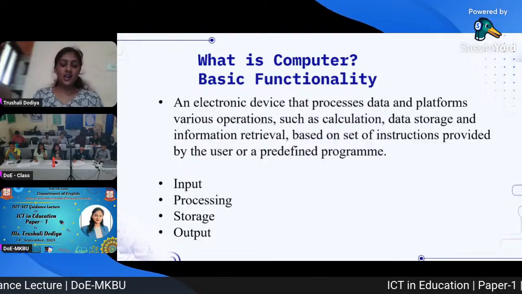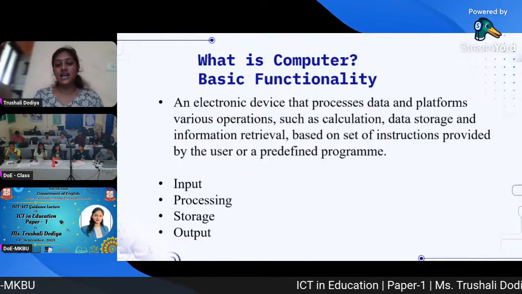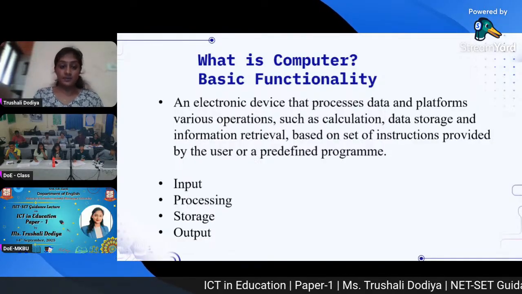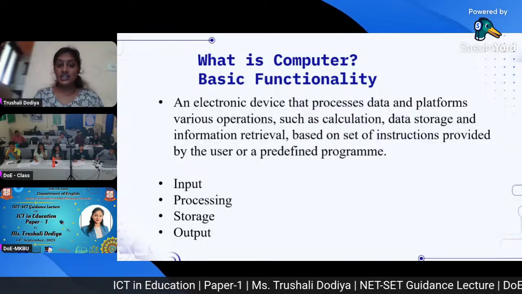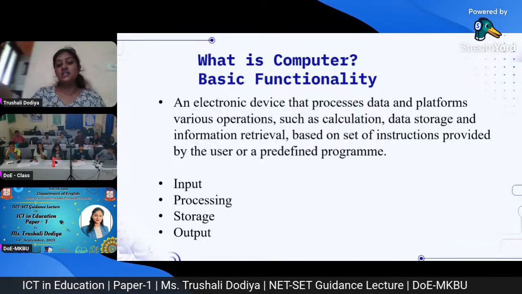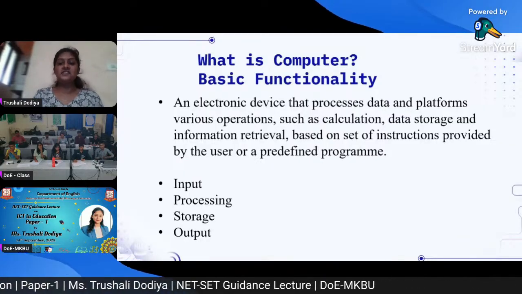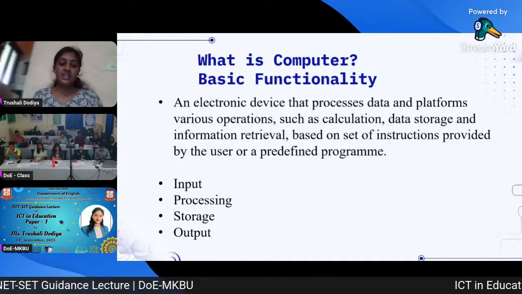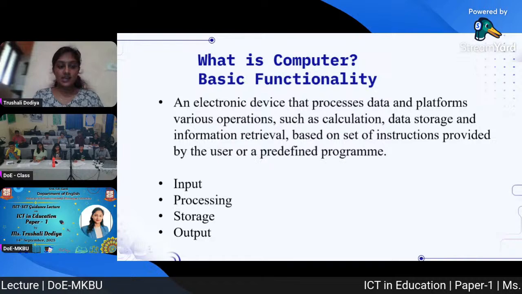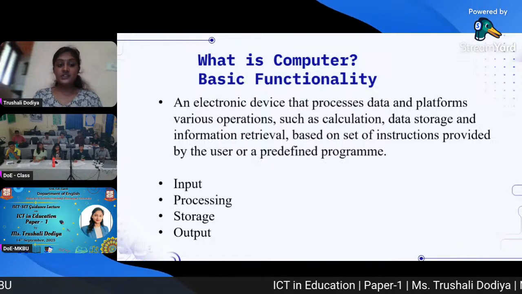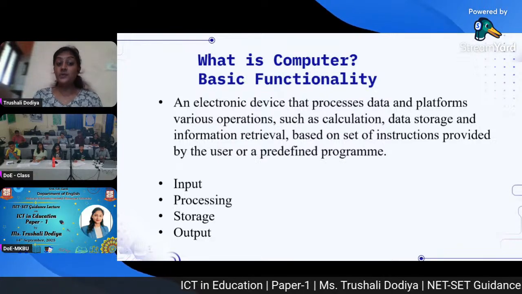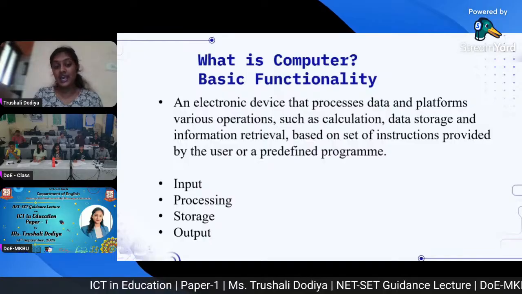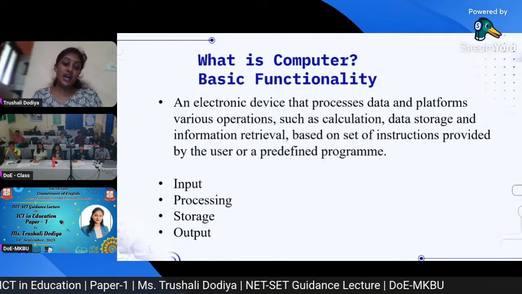So, a computer is an electronic device that processes data and performs various operations such as calculation, data storage, and information retrieval based on a set of instructions provided by the user or a predefined program. It includes four very important things. First is inputting the data, processing it, storing it, and then giving the output.